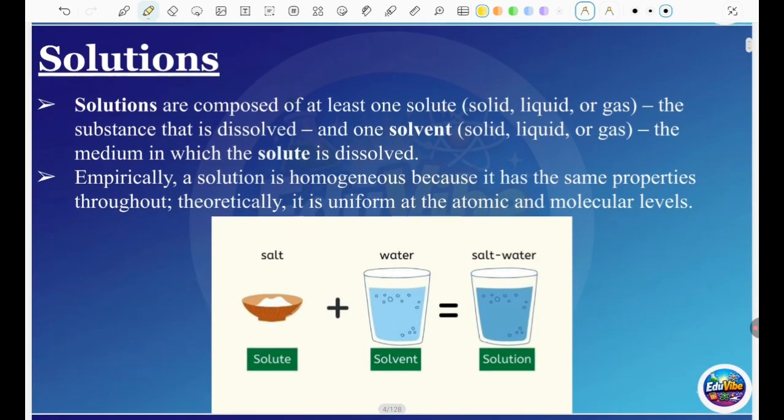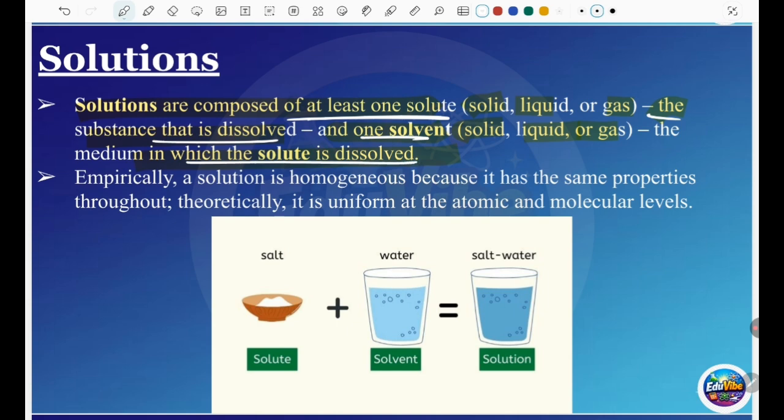We will start with solutions: what a solution is, how it is made, and what things make up a solution. Solutions are composed of at least one solute and one solvent. The solute can be a solid, liquid or gas, and it is the substance that is dissolved. The solvent, which can be solid, liquid or gas, is the medium in which the solute is dissolved. Both things together make the solution.